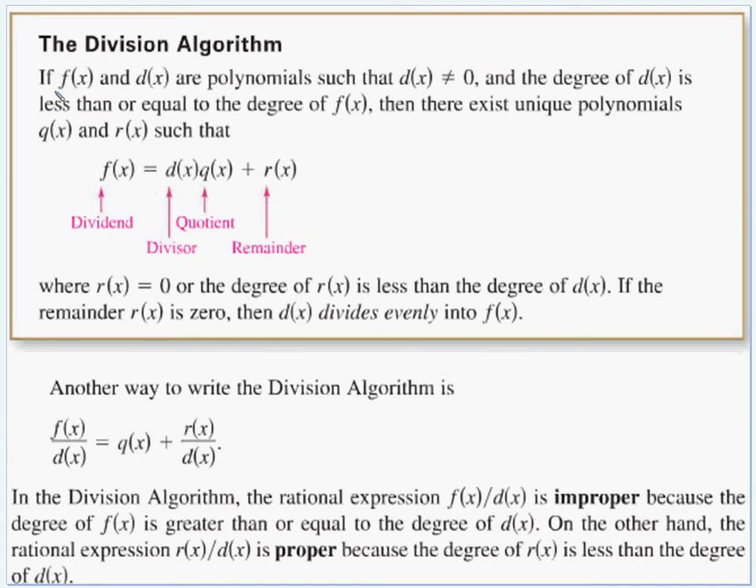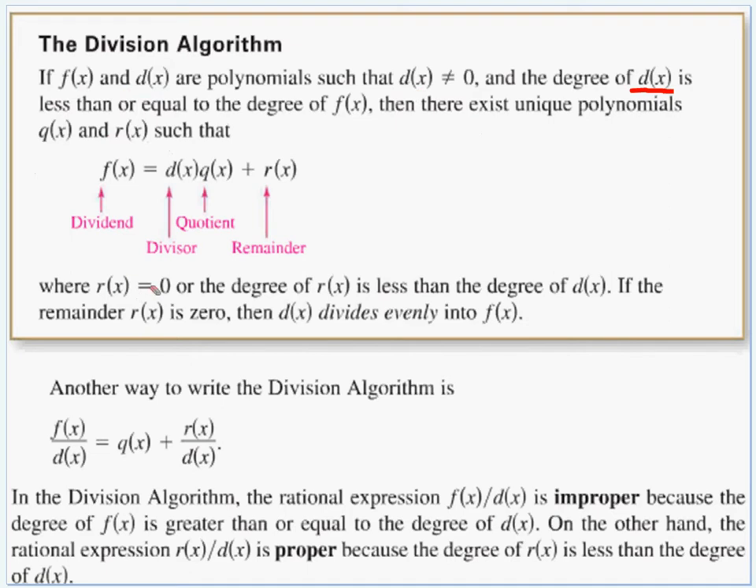And it says up here, if f of x and d of x are polynomials, such that d of x is not 0, so we can multiply them and FOIL them out, and the degree of d of x is less than or equal to that of f of x, then there exists a unique set of polynomials q and r such that, again, this is confusing the way they have it all written out, but if we take the divisor times the quotient, if we FOIL those out, if they were binomials, and then we add in the remainder, that will equal what we started with.